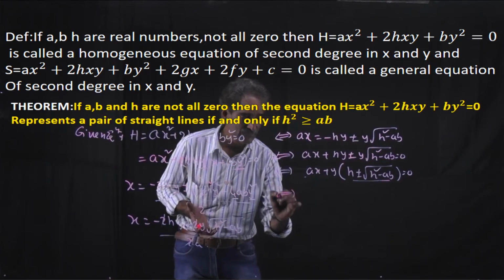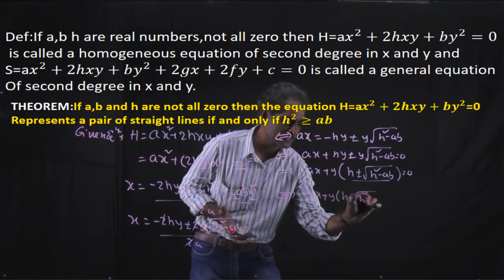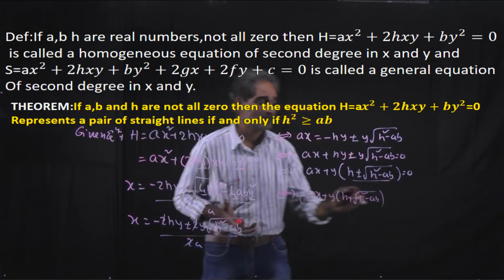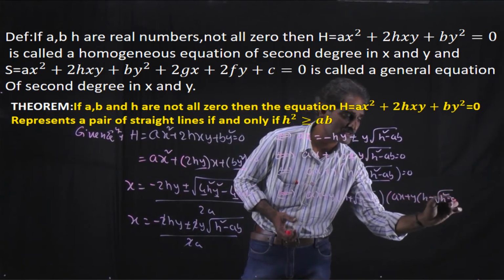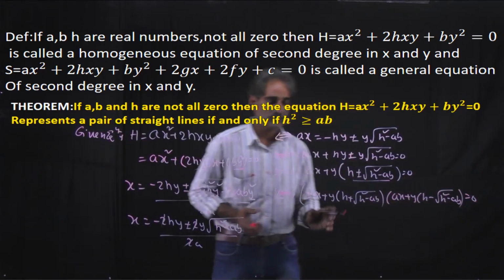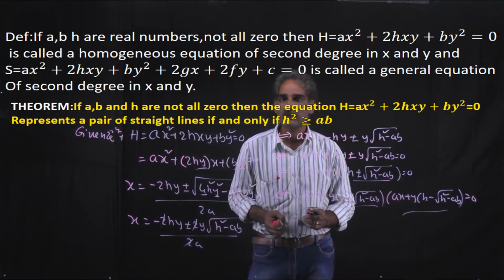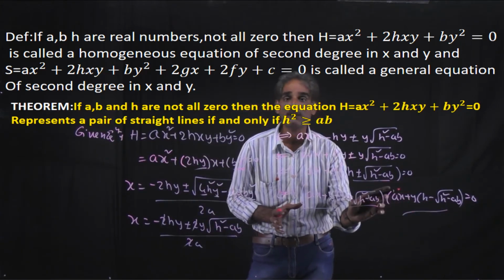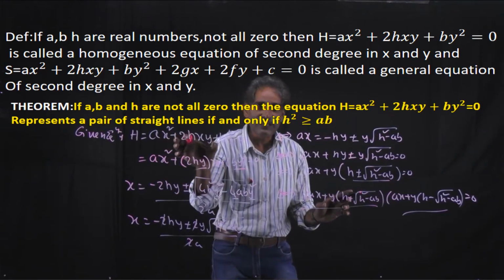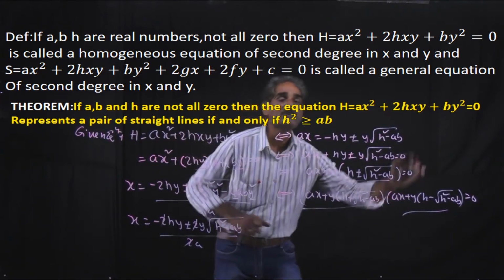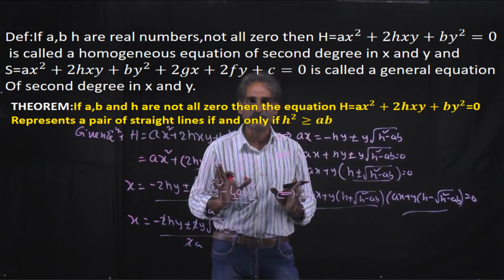So if and only if ax plus y into h plus root of h square minus ab, into ax plus y into h minus root of h square minus ab, is equal to 0. The product of two lines is equal to 0, and these are lines passing through origin. So it is possible only when h square is greater than or equal to ab. Therefore, this equation represents a pair of lines passing through origin when h square is greater than or equal to ab. If h square is greater than or equal to ab, then only it represents a pair of lines. That is the condition. Understand?